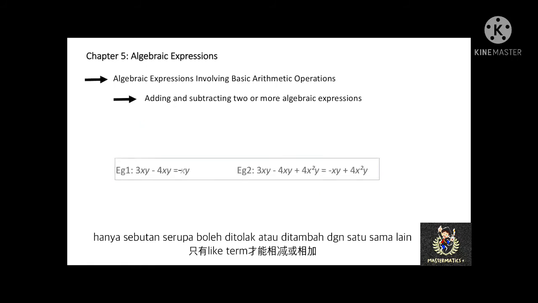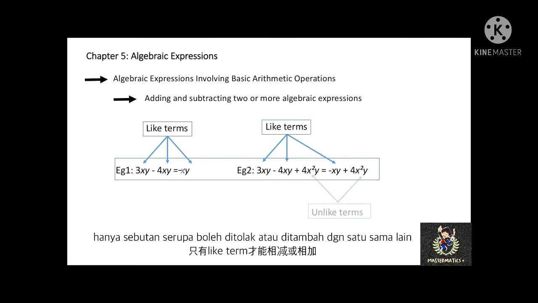On the other hand, 4x squared y and 3xy or 4xy are unlike terms. Therefore, 4x squared y cannot be simplified. And this is also applicable for subtraction. Only like terms can be simplified by subtracting the coefficient of the variable. To make arithmetic operation easier, first we can rearrange and group the like terms.